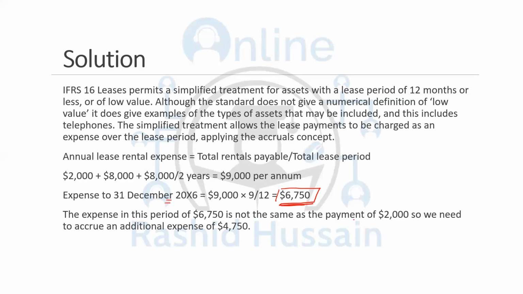Now you have only paid 2,000 of this. The rest is the accrued expense, which is the expense that belongs to the current year but is not yet paid. So the double entry would be: debit expense, that simply means debit profit or loss by 6,750. Credit cash, which is the payment you have made, only 2,000. And credit accrued expense, which is your liability, 4,750.